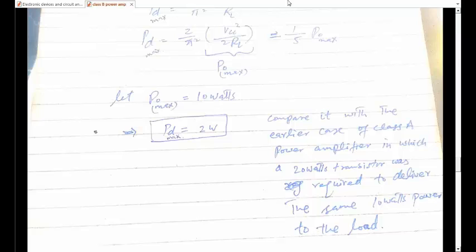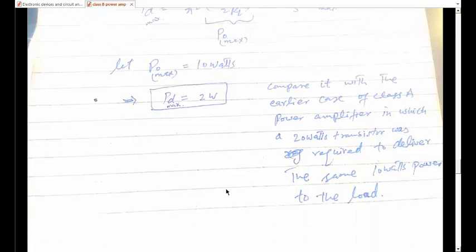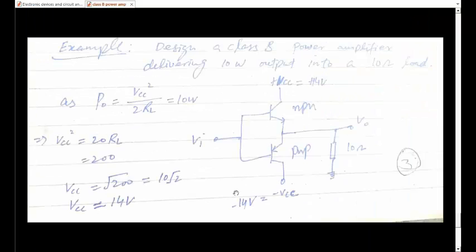So in this case, if I am delivering the maximum output power of 10 watts from a class B amplifier, then the power dissipation in the transistor would be 10 by 5, only 2 watts. As compared to the 20 watts power dissipation in the class A amplifier that we covered in the previous class.